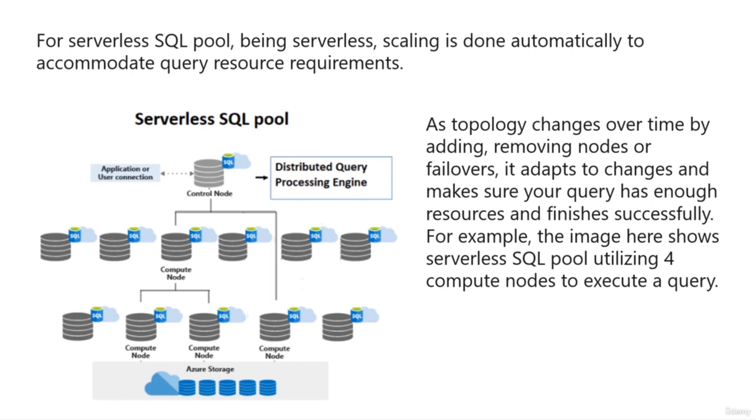You can see that the topology changes over time by adding and removing nodes or through failovers. It adapts to the changes and makes sure that your query has enough resources and finishes successfully. You don't need to worry about all these things. You can see in the diagram that we have one control node, and on the fly, when you execute your query, the control node is going to distribute your query using the distributed query processing engine, and then it is going to decide, based on the query, how many compute nodes need to be there. Based on the available compute nodes, it's going to execute that query, and once the query is executed, it's not going to keep all the compute nodes running.